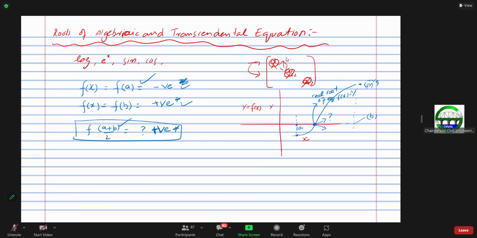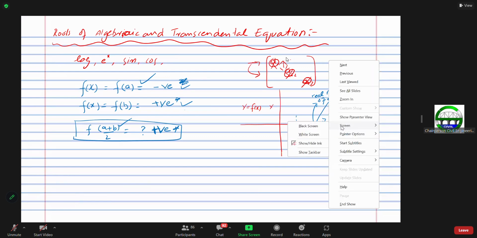So you have to narrow down. For example, a plus b over 2 is here. You get a value in here. Now you know it is plus. So where will your root lie? Either it will lie in this interval or in this interval.